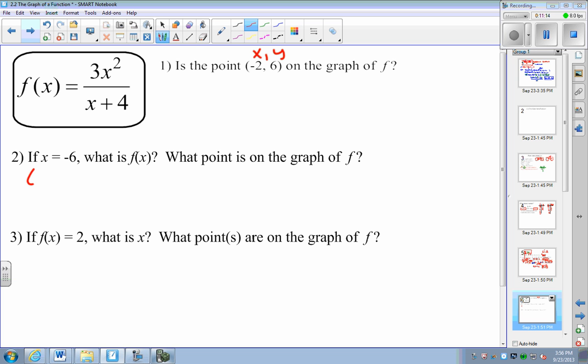If x equals negative 6, what is the y value? What is f of x? It also asks for the point on the graph. And if f of x equals 2, what's the x? So they're basically this, remember, is your y value. So you're looking for the x value. What is the x? I'm actually going to pause it here. I'll meet you guys with the solutions. I would suggest doing the same. See if you agree with my answers.